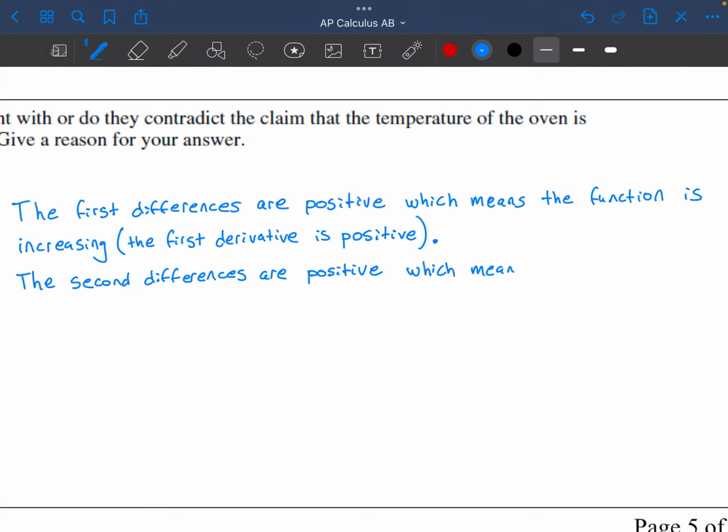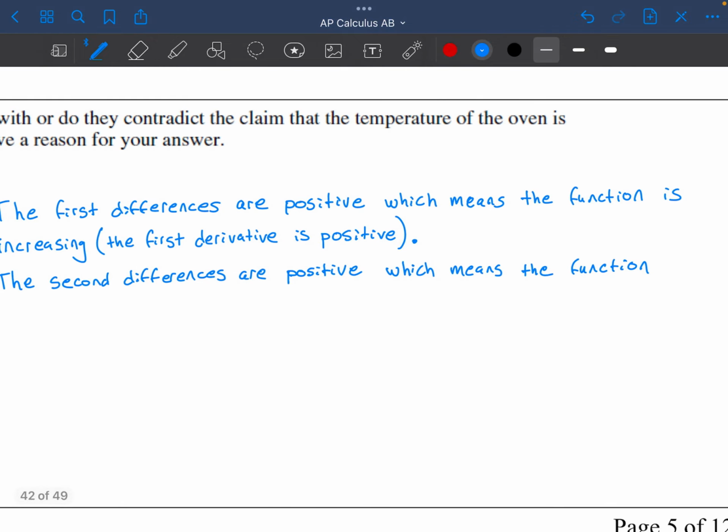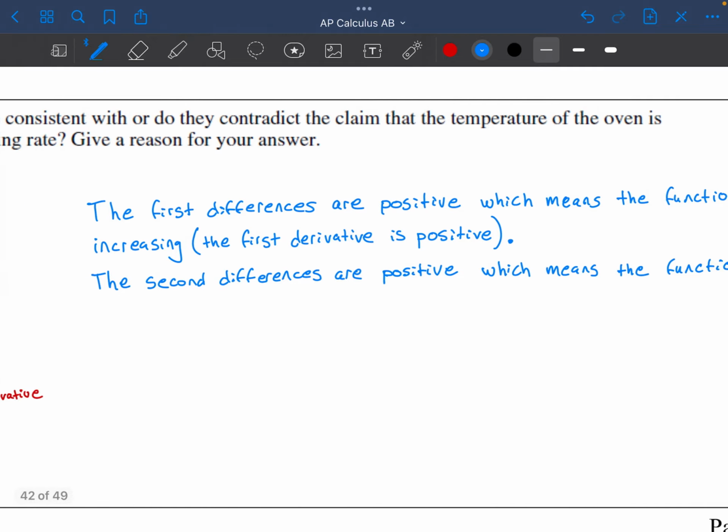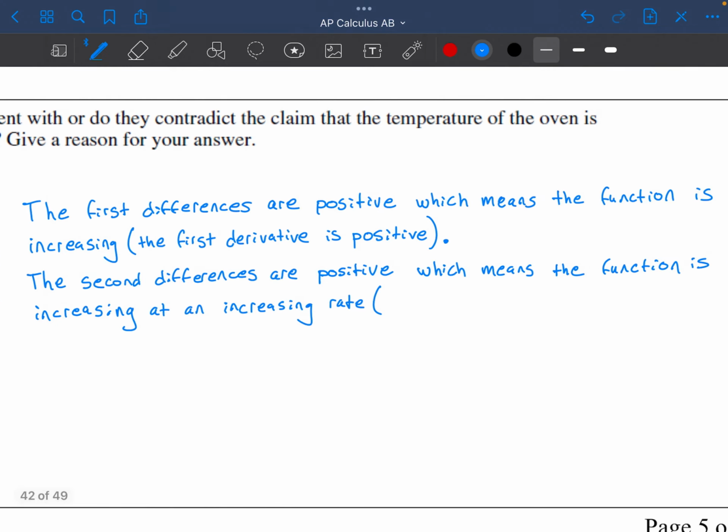Which means the function is increasing. That was a bad G. Again, I want to make it look kind of nice. Increasing at an increasing rate. And I'll put in parentheses, which you don't need to do, but I'm being overboard in terms of my analysis.